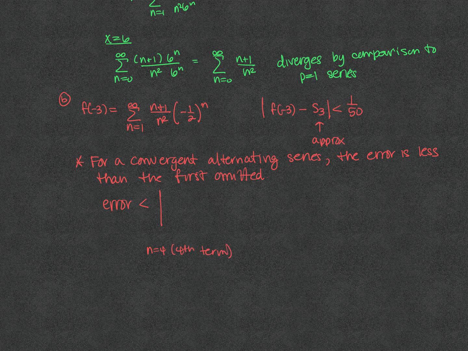So if n is equal to 4, I'm going to have 5 over 16, negative 1/2 to the 4th. So we know that's equal to 5/16 times 16. And that is definitely less than 1 over 50.